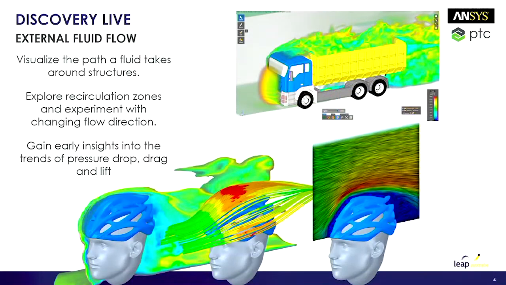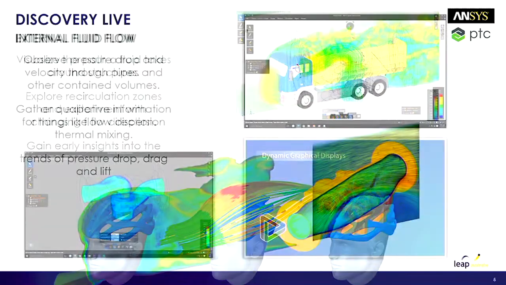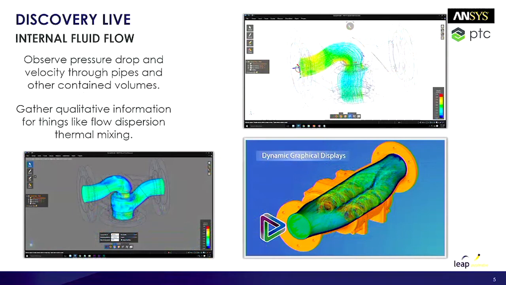So there are two aspects that we can look at. We've got external fluid flow, which we're not going to go into too much detail, but we can use that to understand and visualize what the flow structure is around certain components, look at things like recirculation regions, and also understand things like pressure drop, drag, or lift. We can also have a look at some internal flow, so I'll show you two examples around that. And again, understand things like pressure drops through pipes and what's happening around these situations as well.